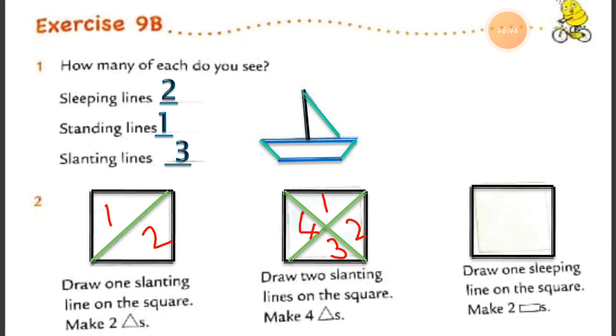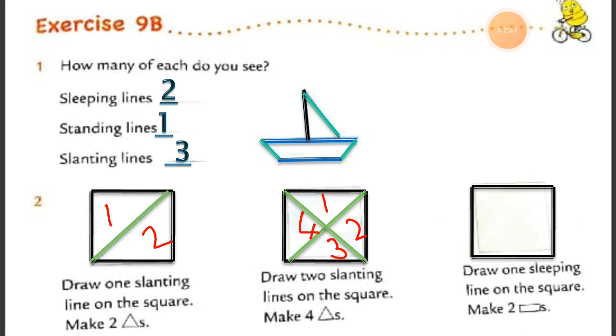Now let's go for the last square, and the last square of this online lecture also. After completing this, we will start a new topic from the next lecture. Okay, so let's start solving this last question, which is question number 2. So here the instruction is given: draw one sleeping line. What do we have to draw in this square?